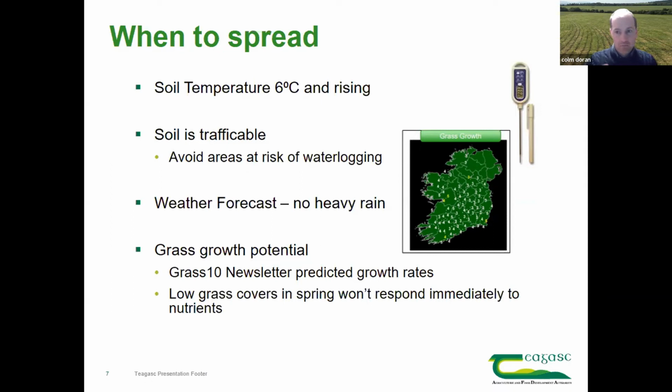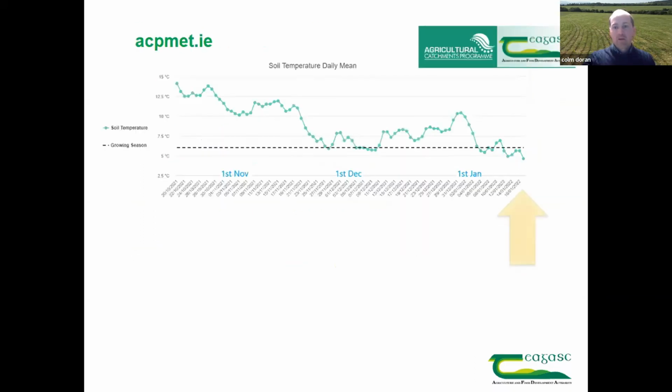So one way to monitor that is if you measure yourself, you'll get a gauge of it. But as well as that, Grass 10 publish newsletters each week with predicted growth rates. And that's also on the Sunday farming weather forecast. As well as that, we could say that with low grass covers, it's not a lack of nutrients that's holding them back, it's a lack of sunlight. So until grass is there to actually start kicking off, maybe we should be holding back our fertilizer. So I'll just quickly wrap up.